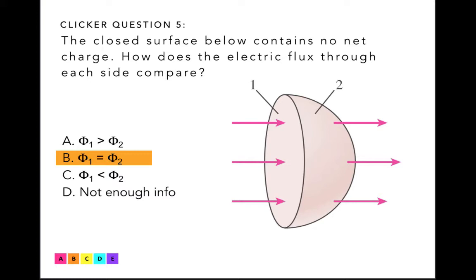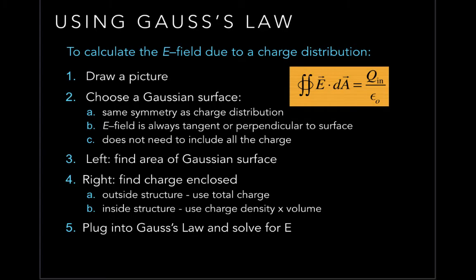So yeah, you can tell, no charge in here, even if you were talking about a capacitor like you were earlier. Well, this would be putting a surface in between the plates of the capacitor. So anytime you have flux in one side and flux out the other side that are equal, then you're going to have 0 charge in your surface. Okay? All right. So here's a little summary.